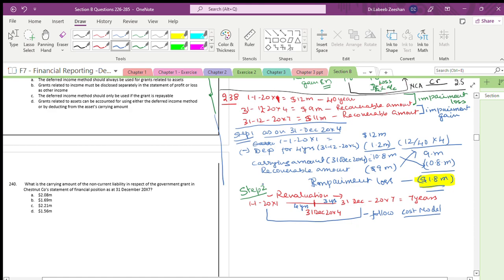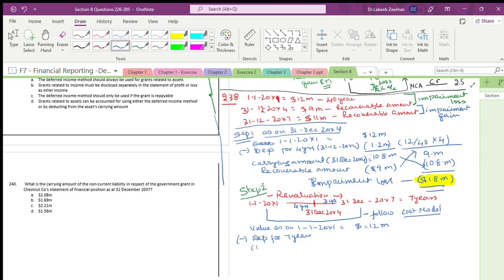In one of the questions we have done this. Now when we use the cost model, the value as on 1/1/2001 is how much? It is 12 million, less the depreciation for how many years? For 7 years. I am writing this from 1/1/2001. Listen, this is a very structured one.